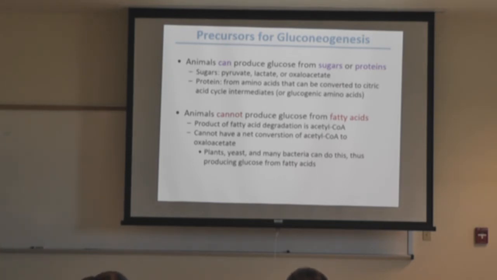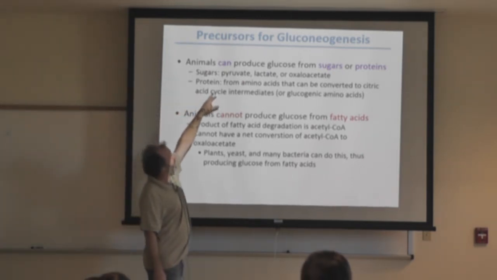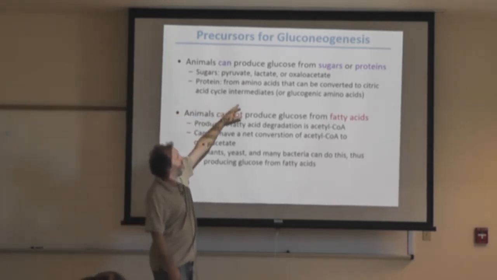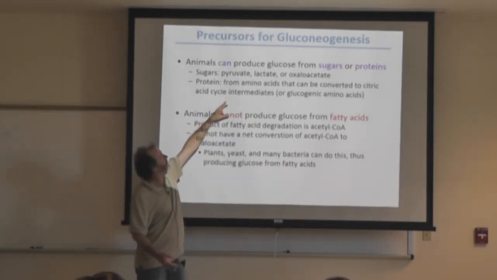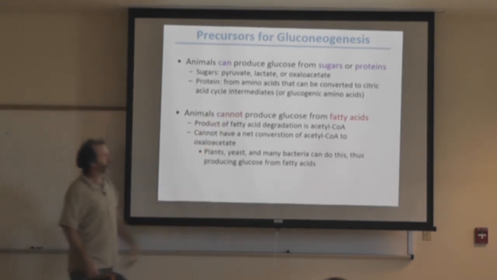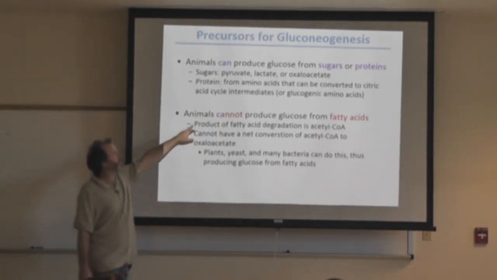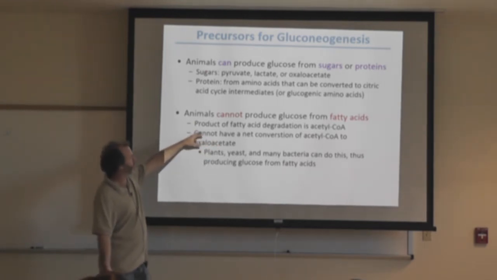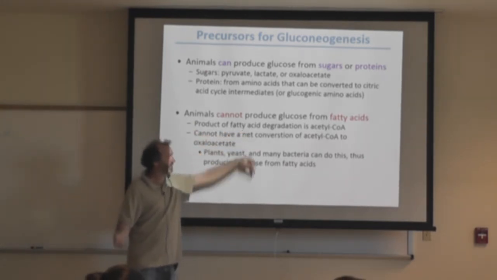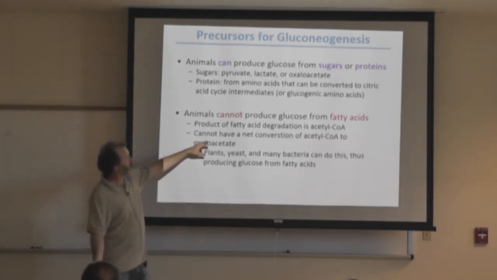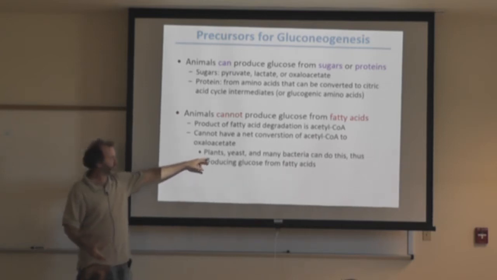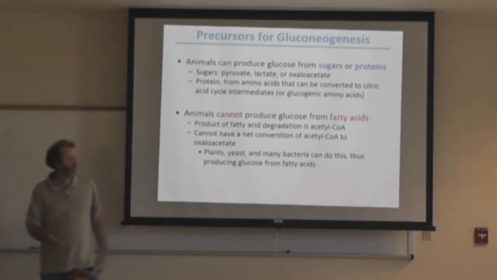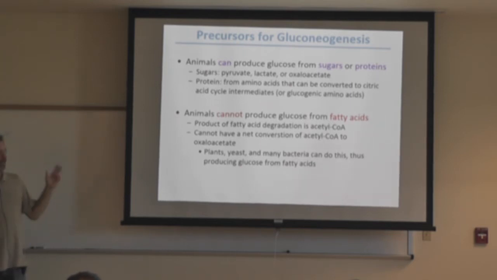Animals can produce glucose from sugars or proteins. Sugars include pyruvate, lactate, and oxaloacetate, and proteins from amino acids that can be converted to pyruvate or oxaloacetate or some of the other TCA intermediates. They're called glucogenic amino acids. We cannot produce glucose from fatty acids. The product of fatty acid degradation is acetyl-CoA, and we cannot have a net conversion of acetyl-CoA to oxaloacetate. We don't do that. Plants, yeast, and many bacteria can do that, and they can make anything out of anything, I guess.